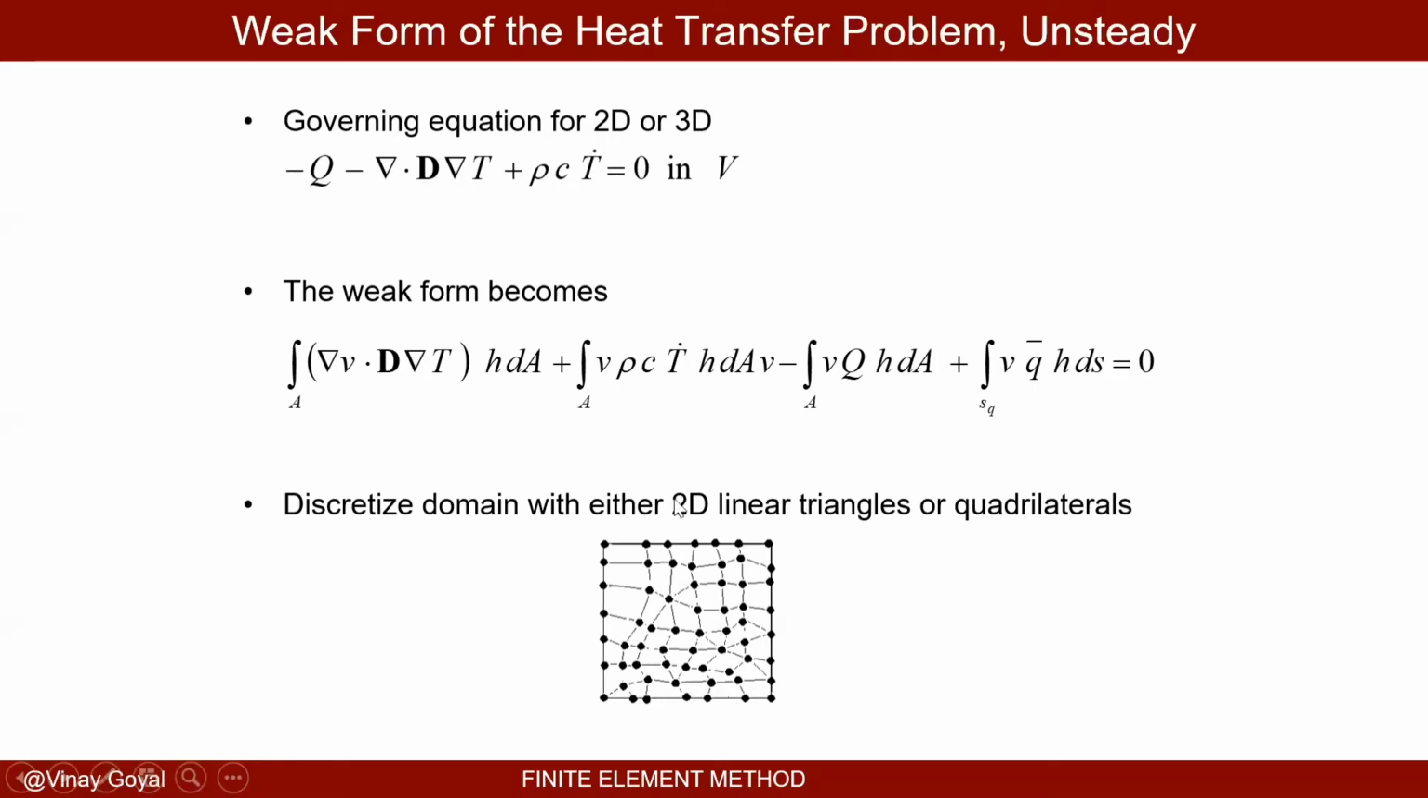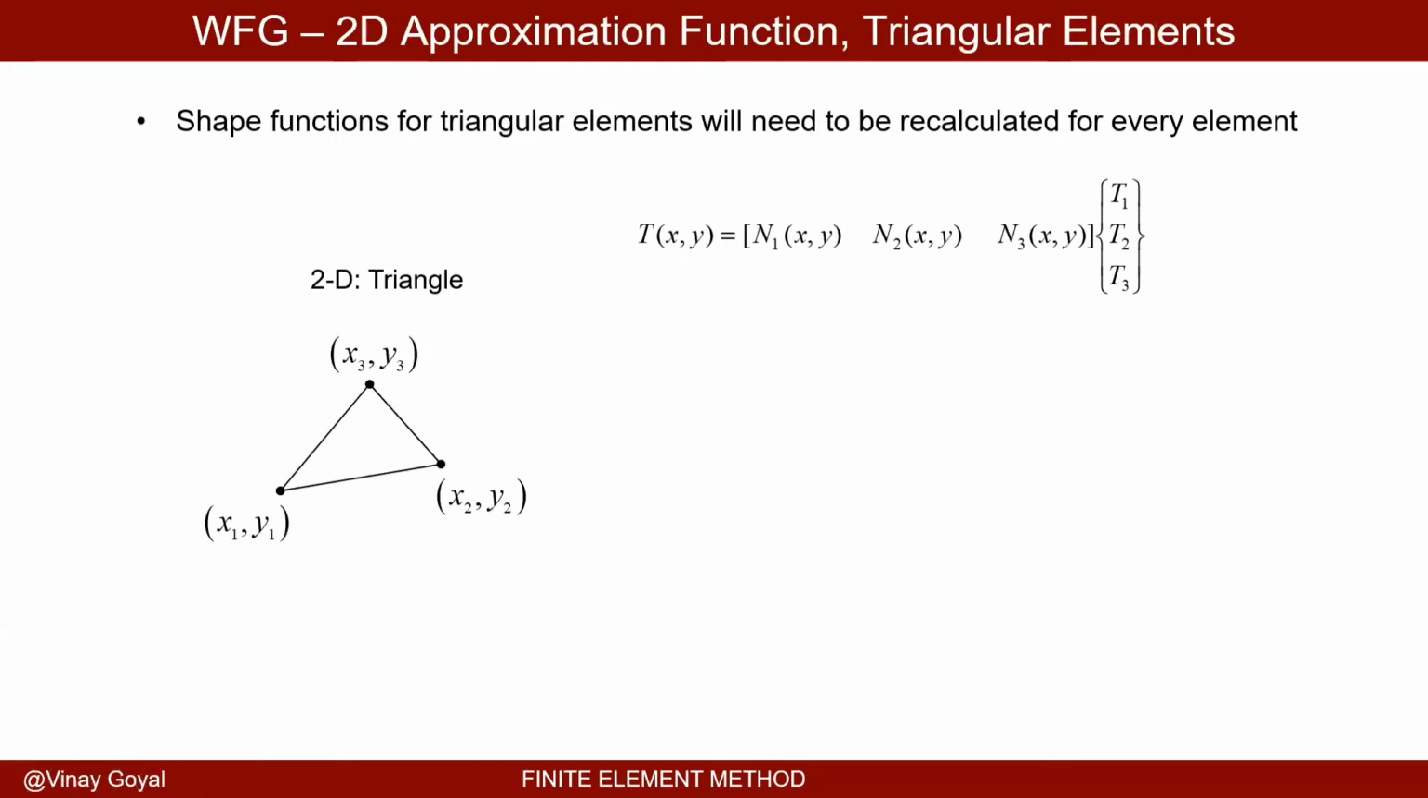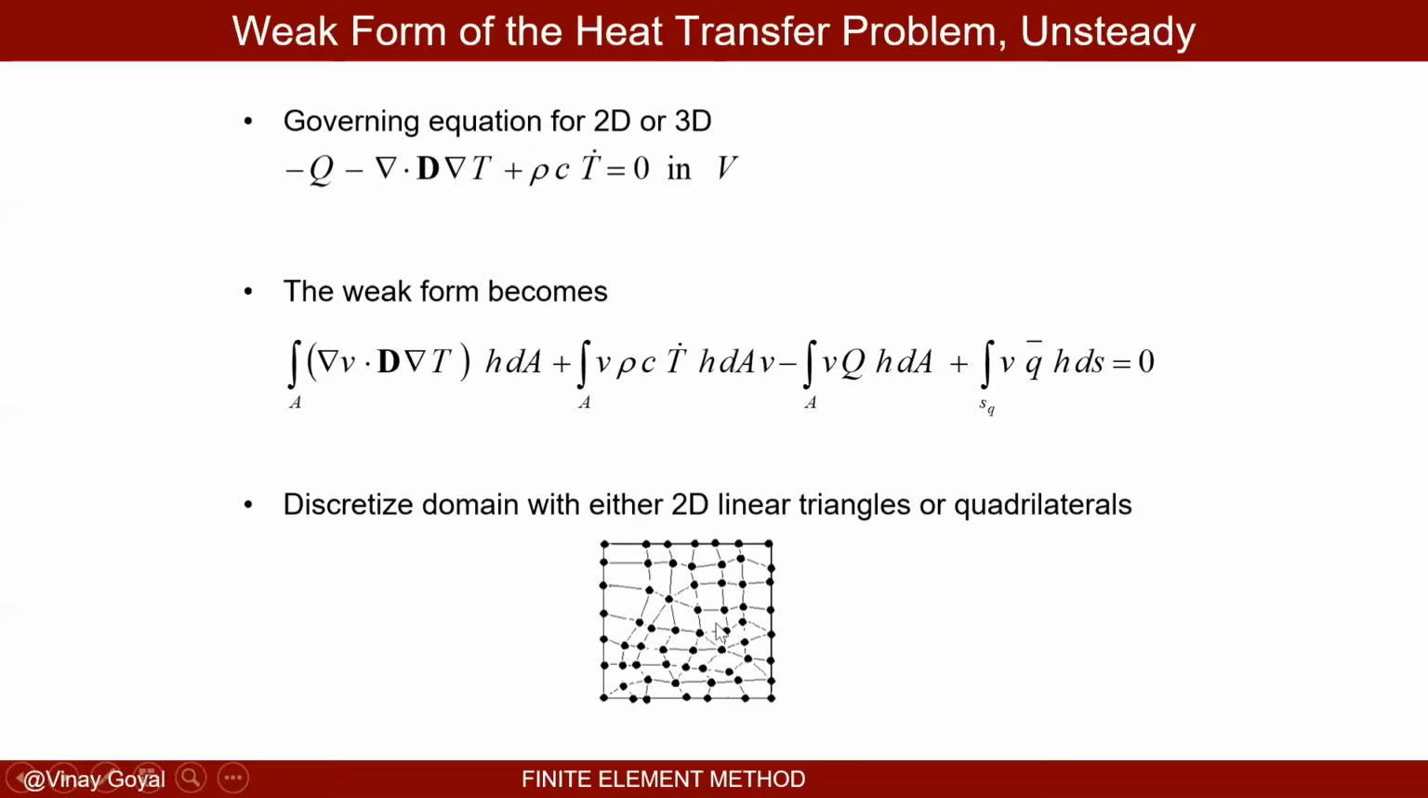Here you can see I have discretized the domain either with 2D linear triangles or quadrilaterals. So this is my domain, a square domain. And here you can see the different quadrilaterals and triangular elements at times. And the goal is to be able to formulate the element over a single element, or approximate the solution over a single element, then assemble everything together.